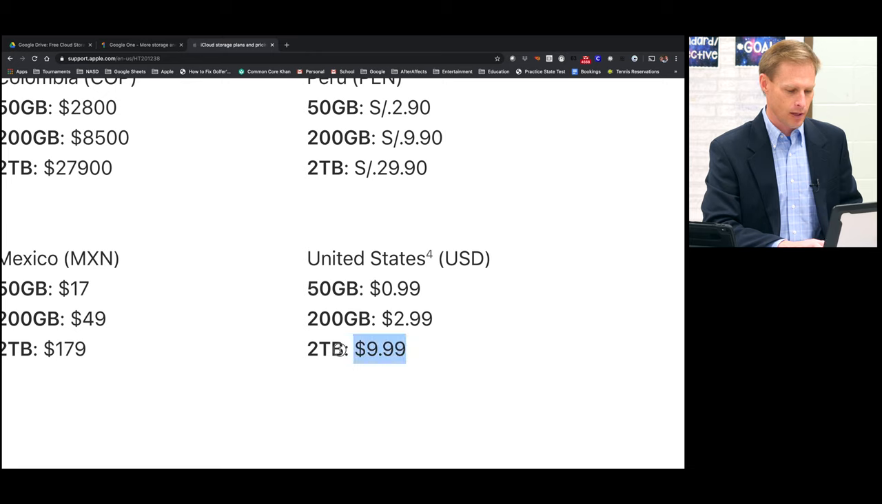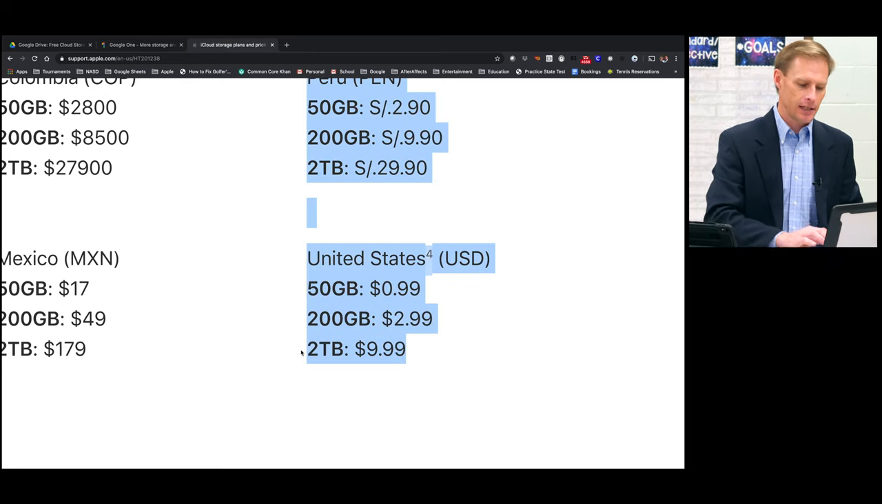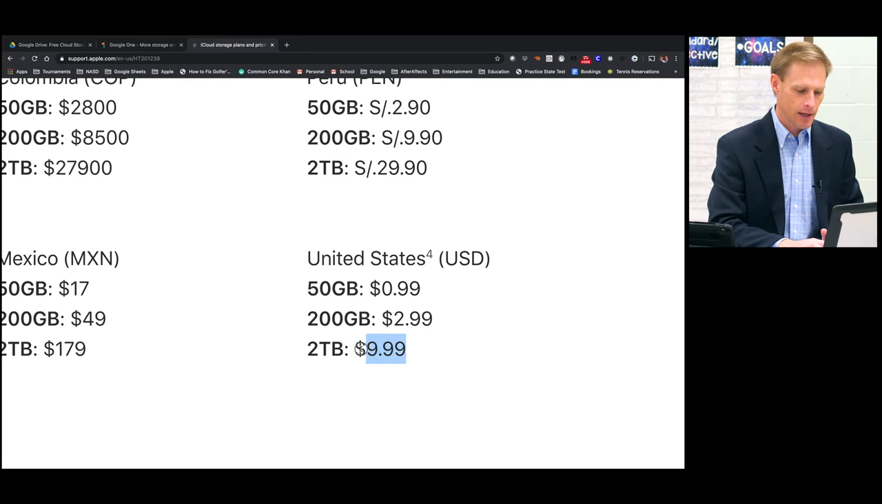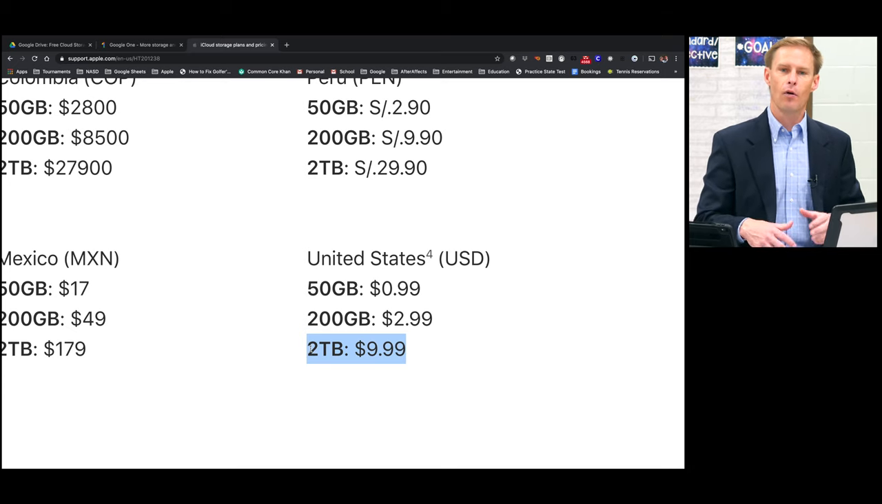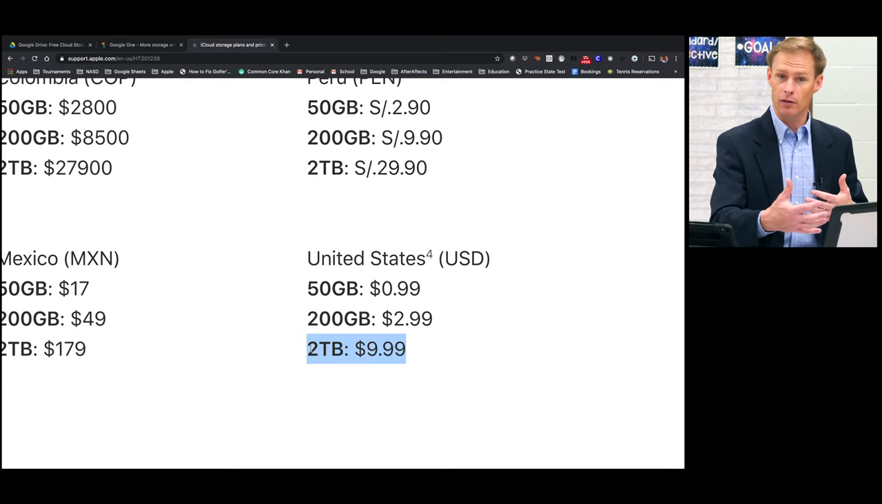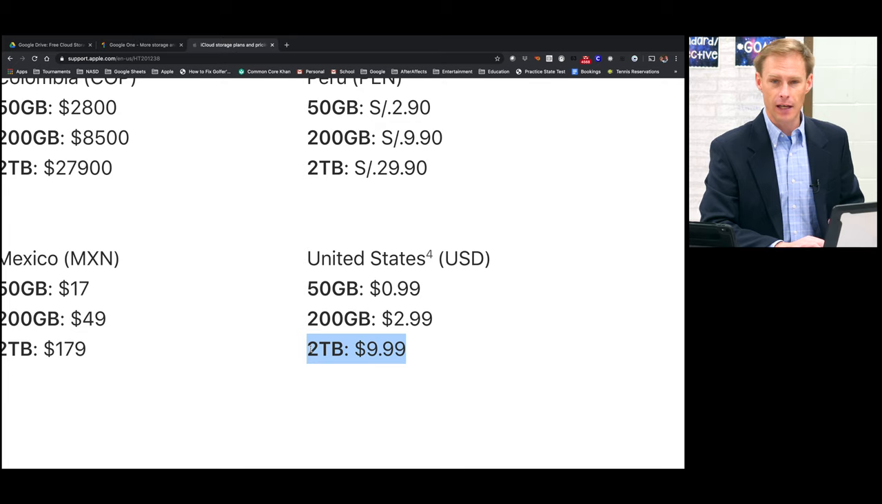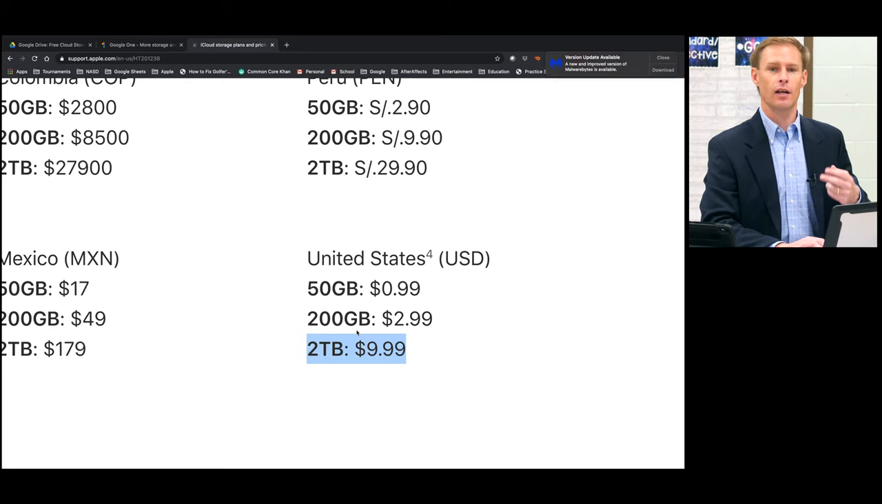Now, their next pricing structure is 200 gigs for $3 a month, and then 2 terabits for $10 a month. What I would tell you is every one of these pricing plans is a bargain. And the more content you have, the more storage you need, okay? So 50 gigs is 99 cents. Well, 1,000 gigs is 1 terabit. So when they have 2 terabits, what they're saying to you there is you can get 2,000 gigs for $10 a month.